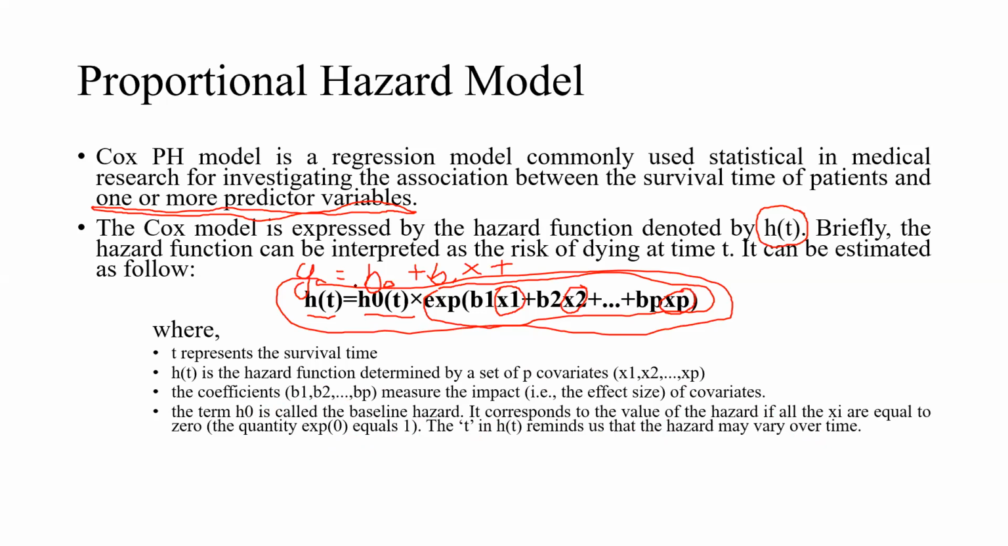Basically, h naught of t is the baseline hazard, which is the event occurrence irrespective of whether someone falls in group 1 or group 2, male or female, or anything like that. So that is pretty much about the Cox proportional hazard model, and we will now move on to a worked example for the Cox PH model.